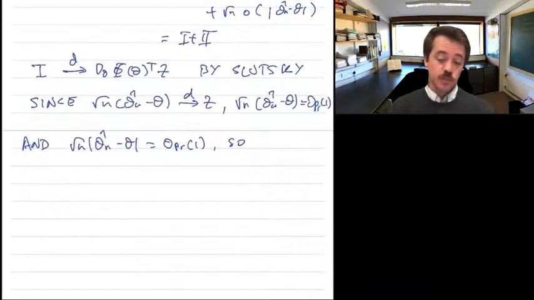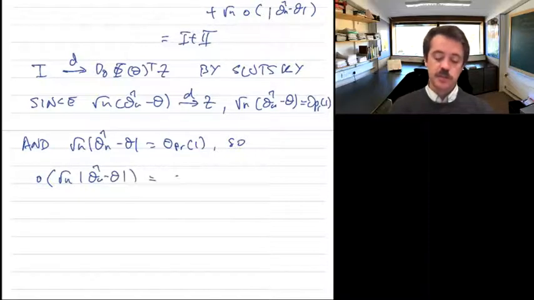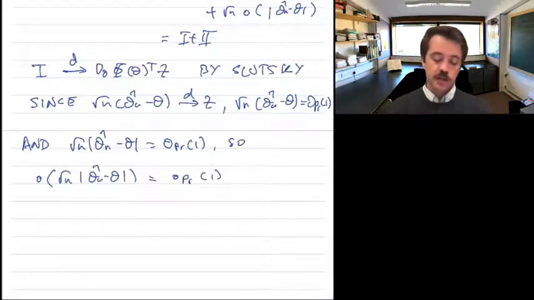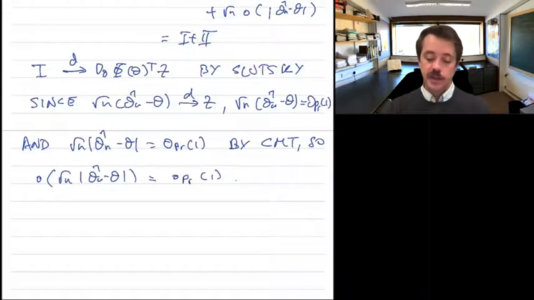So the term that we're considering, which is small o of square root of n times (theta n hat minus theta), is going to be small o_P of 1. And this is, maybe before, let me just reason this, by the continuous mapping theorem. So this follows, yeah. Okay, and then we've shown basically the result, right?